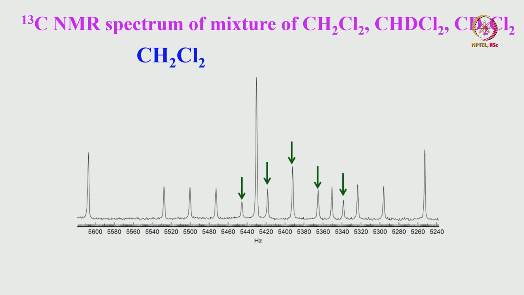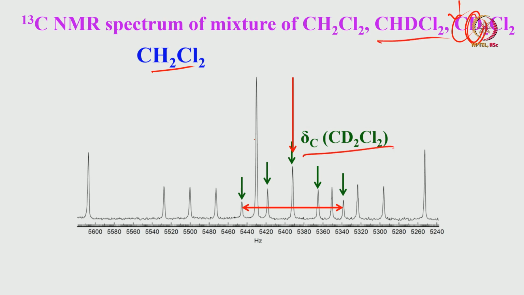The last one is CD2Cl2. There are no protons here. Directly, carbon is coupled to D2. I told you already, it gives rise to a 1, 2, 3, 2, 1 intensity pattern, a 5 line pattern, because of 2 equivalent deuterium splitting this carbon. This is the pattern you are going to get. And you see, this is the chemical shift. It has again moved from this and also moved from this to the right.